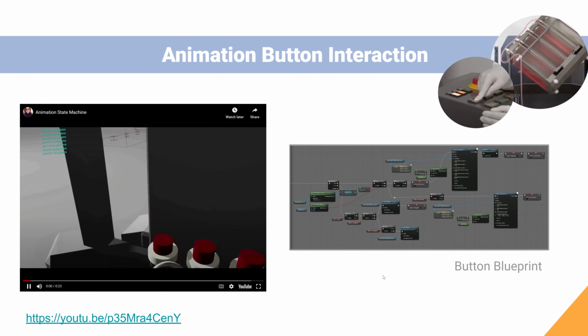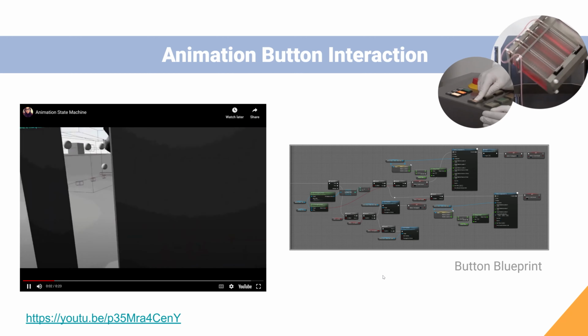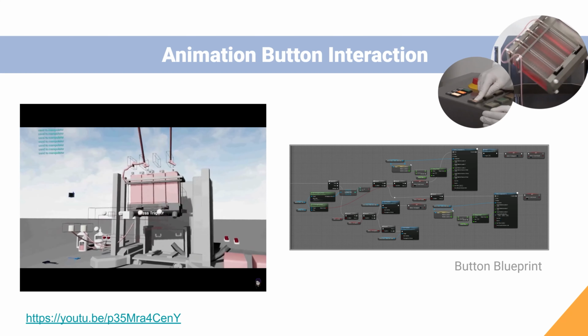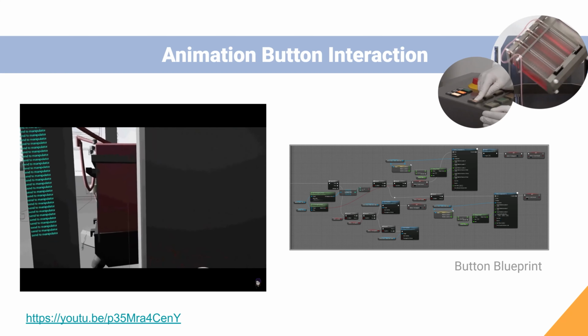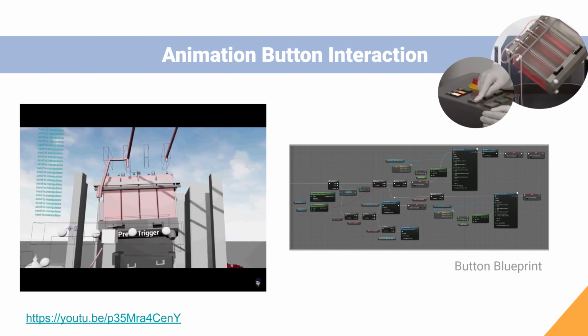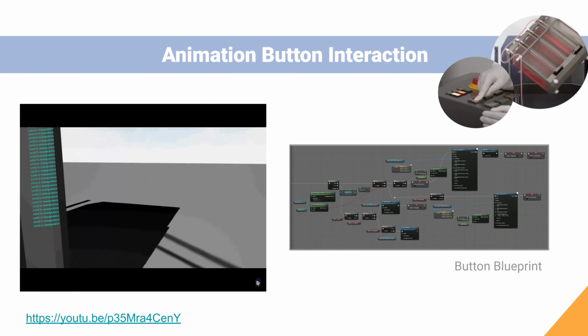This is the animation button interaction. I'm using an animation state machine, and those animation states are being activated by interactive buttons on the manipulator. Each button will activate a different animation.